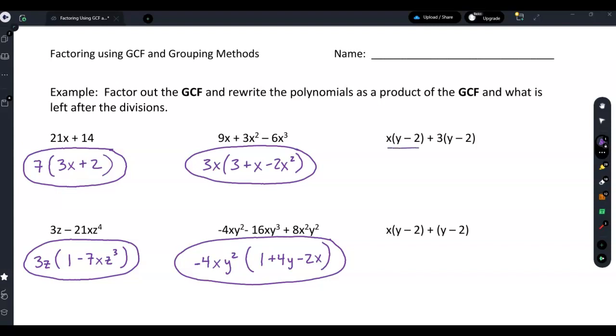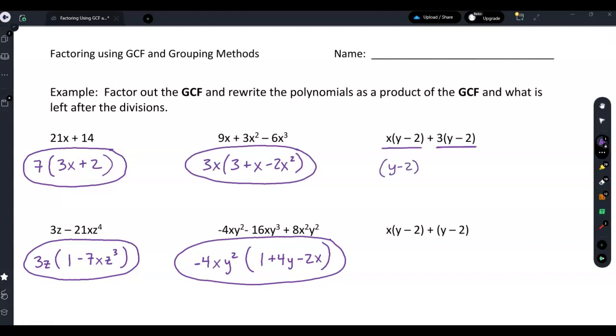So really, this is all one term. Since it's multiplication, that's all one term. Then the plus sign would separate this from the other, which is also all one term. So even though this looks a little different, it only has two terms. And so I'm looking for the greatest common factor, or what they have in common. And what they have in common is actually the part that's in parentheses. They have a y minus 2 in common. And I'm going to include the parentheses on that.